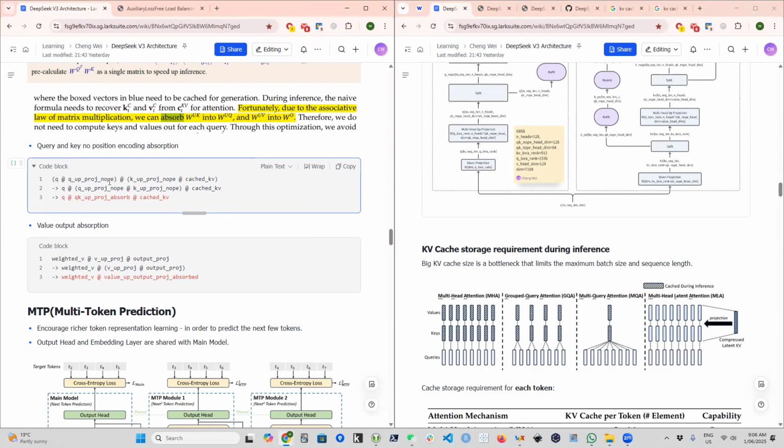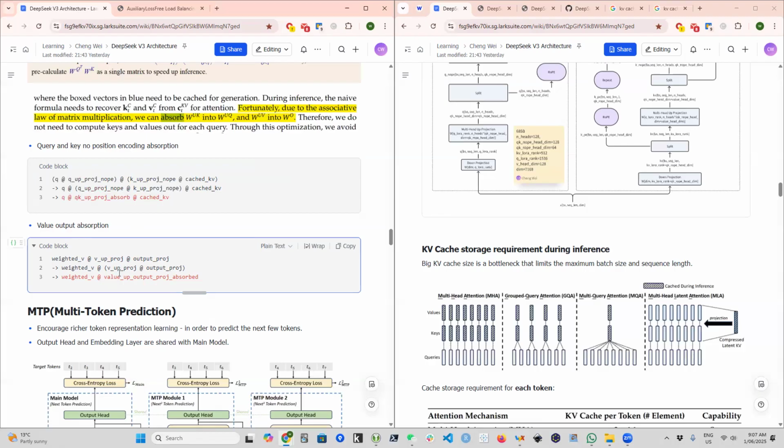So the non-rope part, we apply absorption. Formally it is Q up projection, K up projection. Then we multiply them together, right? But now we adjust. We open the bracket. Then we absorb these two metric, and these two metric become the absorbed version. This one is the pre-calculated version for these two metric, right?